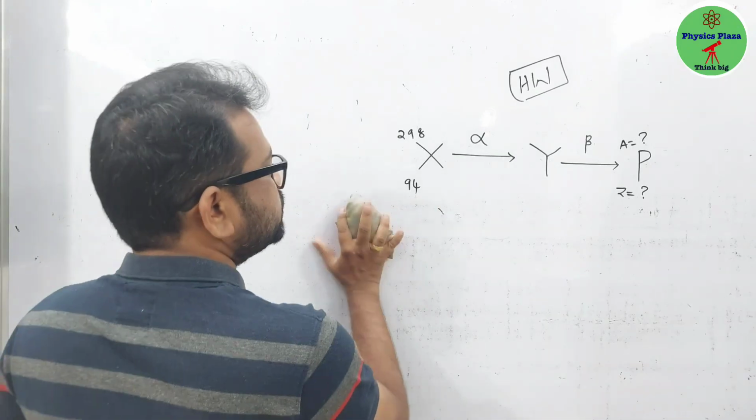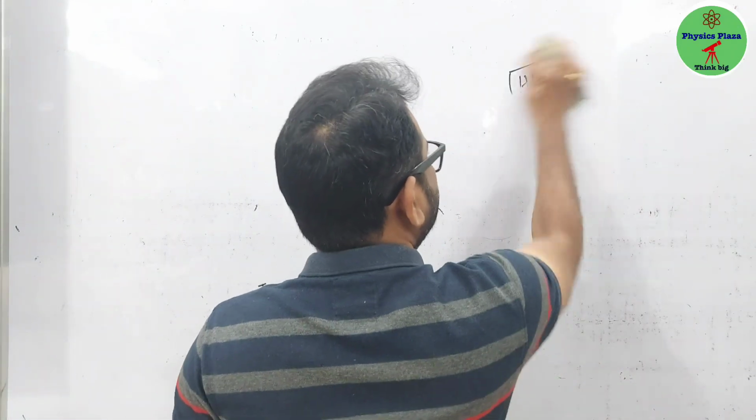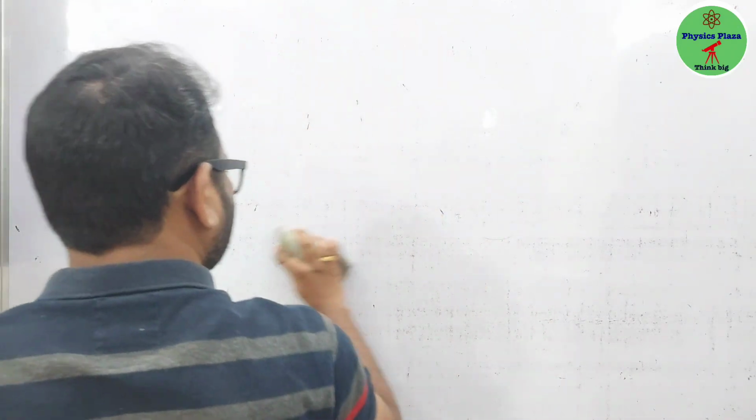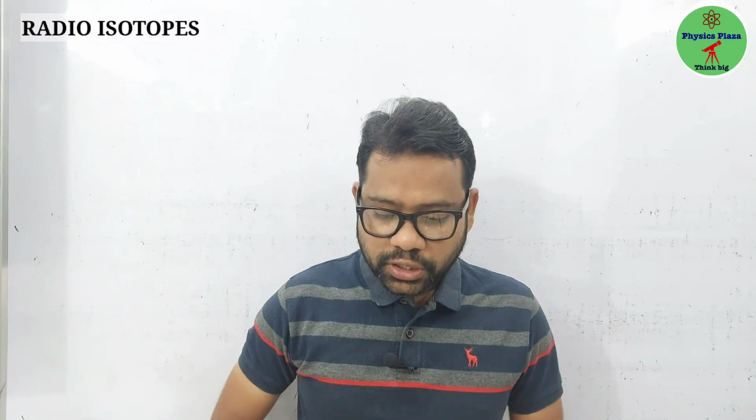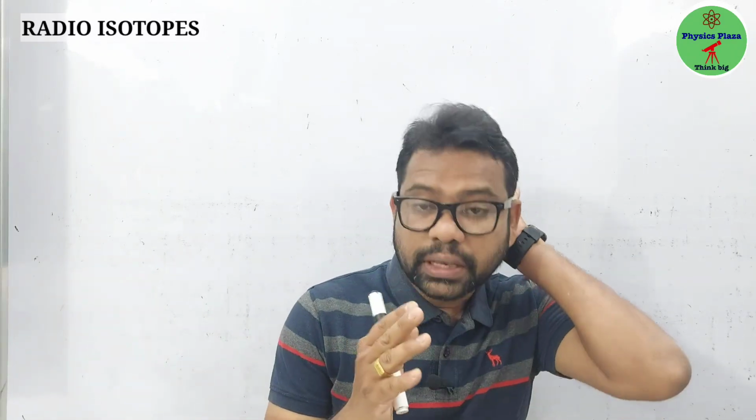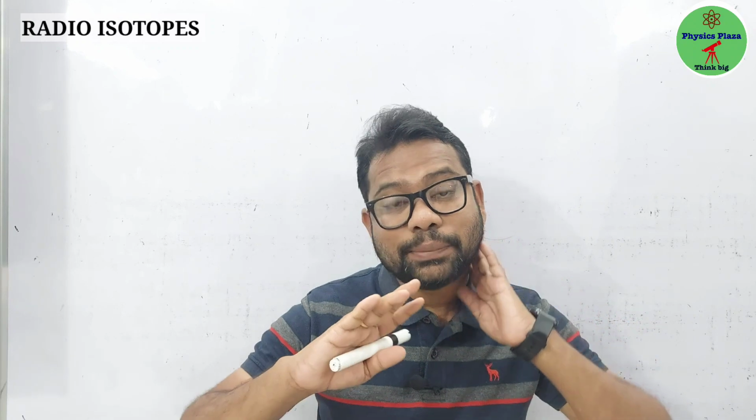Clear? Fine. Now let us move to today's session. As I told you, today we are first starting with radioisotopes. Let us see what radioisotopes are. Children, in the first class we even discussed the types of isotopes, stable isotopes and unstable isotopes. So today's class is related to that.